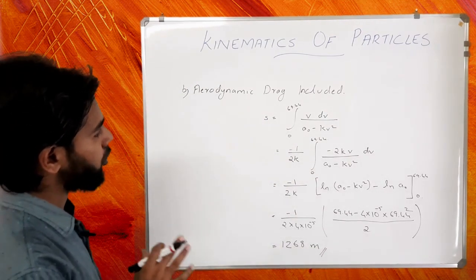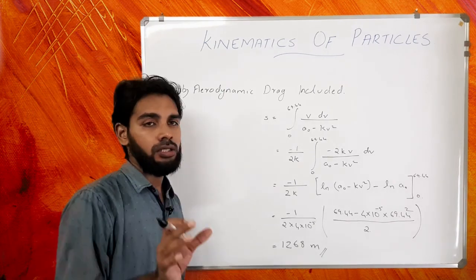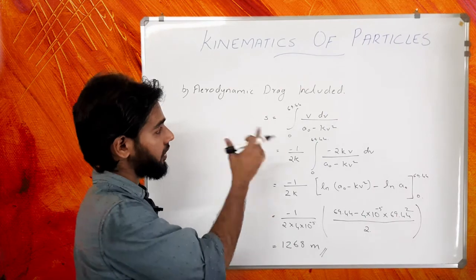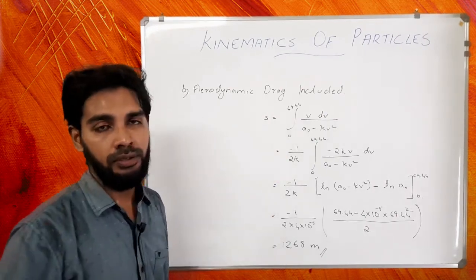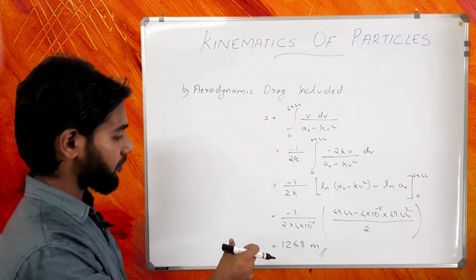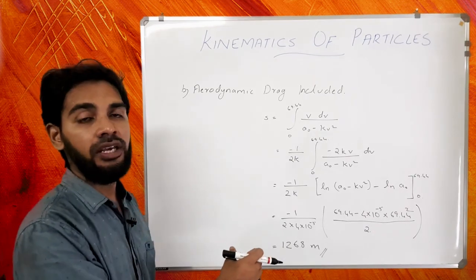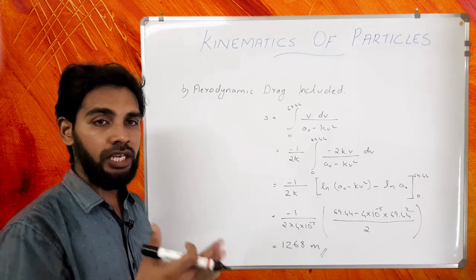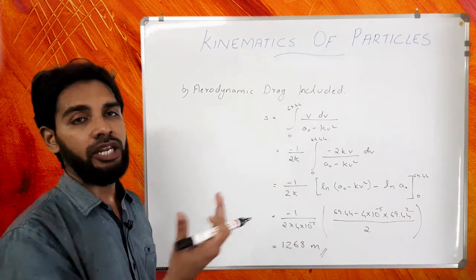So here I have solved the question in terms of aerodynamic drag excluded and then aerodynamic drag included. So there is a difference of approximately 60 to 65 meters additional for the plane to take off if you consider the aerodynamic drag.